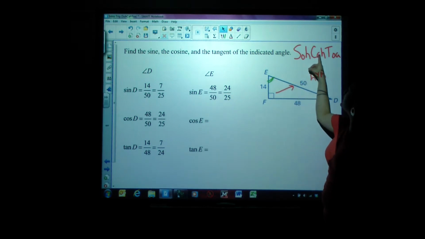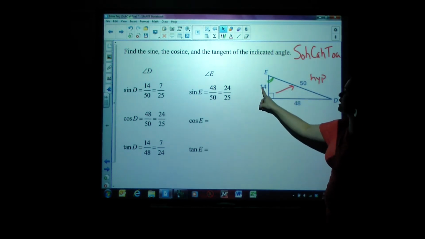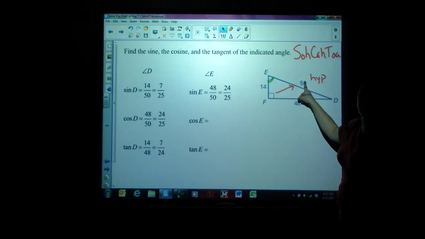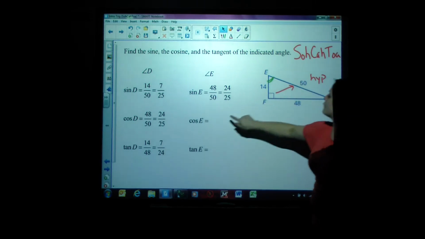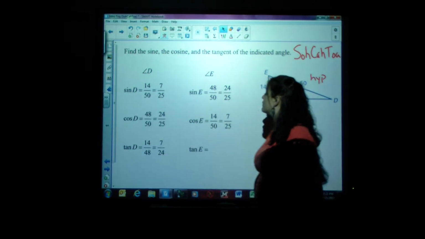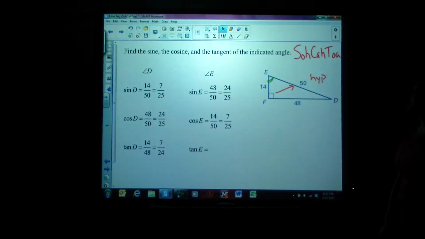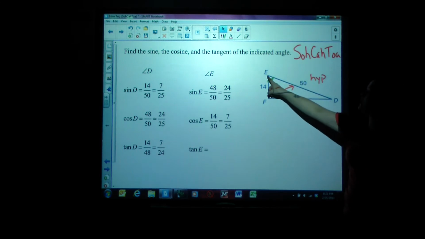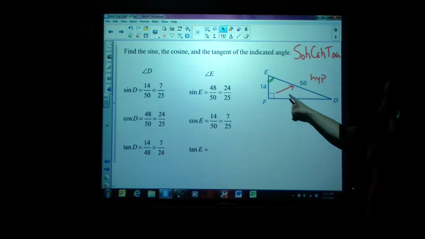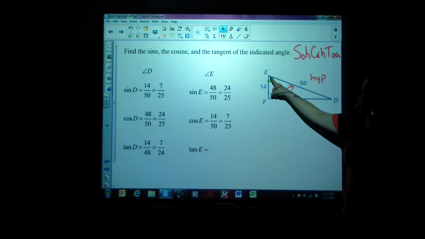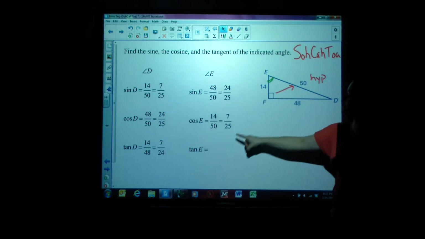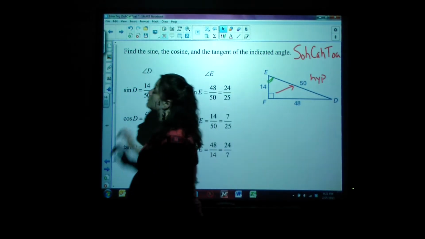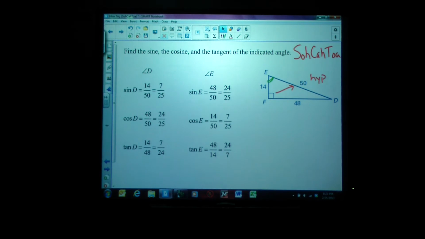Cosine of E. Cosine is the adjacent over the hypotenuse. We're going to take our adjacent over our hypotenuse, and we're going to have 14 over 50, which is going to reduce to that 7 over 25 again. Tangent of E. Tangent is opposite over adjacent. So if we start at E, what is opposite? 48. What is adjacent? 14. So we're going to take opposite over adjacent, 48 over 14, which reduces to 24 over 7.